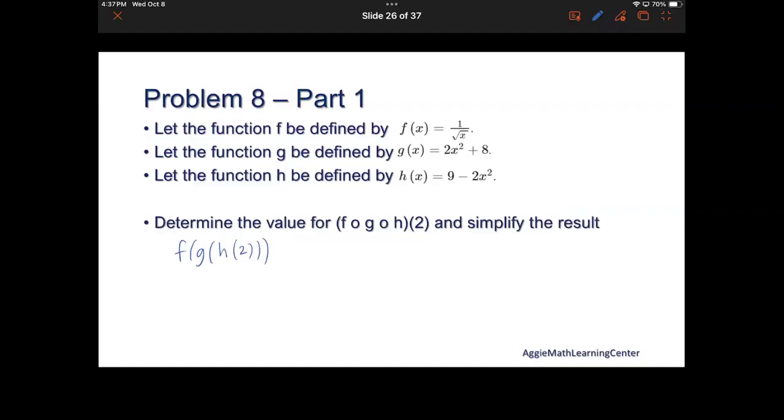Yes? Cool. Okay, so I'm going to plug 2 into h of x. And actually, I'm going to write parentheses for now. Okay, 9 minus 2 times 2 squared. Okay, so 2 squared is 4, times 2 is 8. So 9 minus 8 is 1. I'm going to do this on a different line. So now I'm going to plug 1 into g.